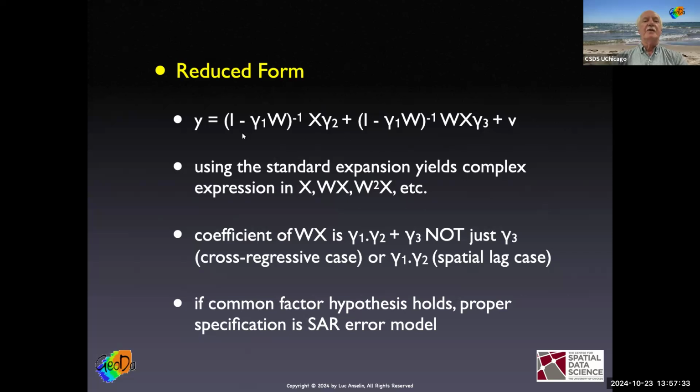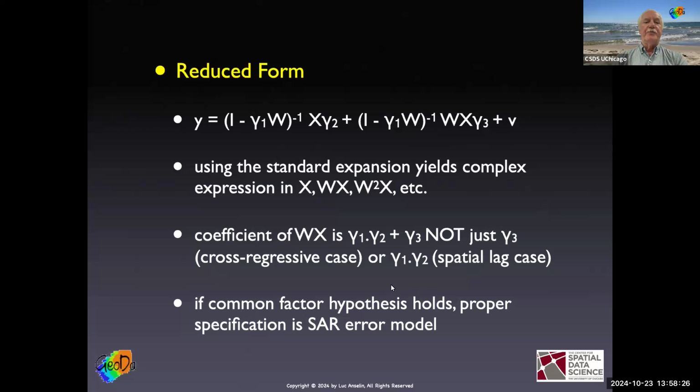So what's different here is that the reduced form in this first part already has Wx, and then the second part has Wx again. So the coefficient of Wx in the reduced form is actually gamma 1 times gamma 2, which is really the autoregressive coefficient times the beta, plus the gamma 3, which is the coefficient of Wx. In the pure lag model, it's gamma 1 times gamma 2, or we call that rho times beta. In the SLX model, it's just gamma. No beta involved, no rho involved, just gamma.